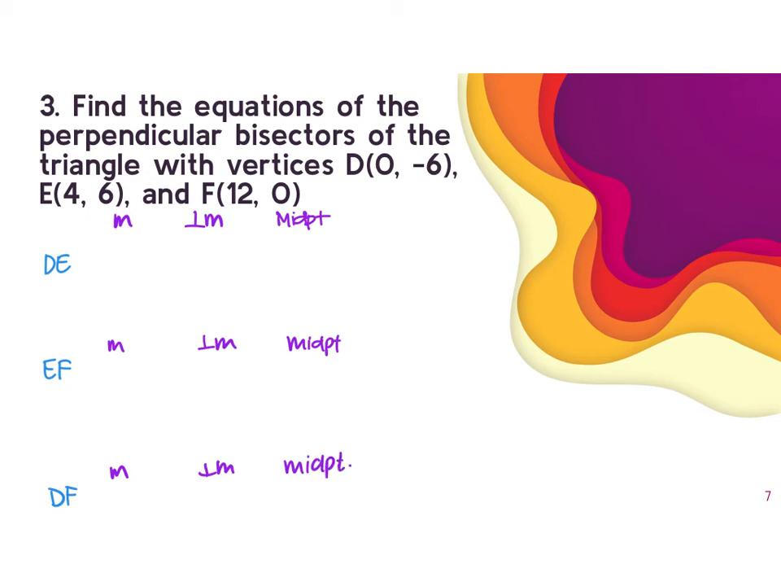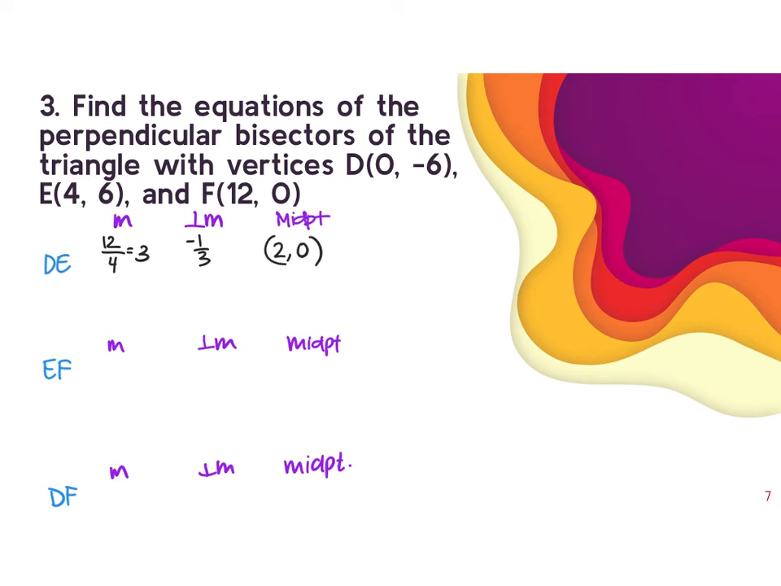All right, for DE, looking at D and E, our slope would be the change in y's, 6 minus -6, 12, divided by 4 minus 0. 12 divided by 4 is 3, so the perpendicular slope is -1/3. Our midpoint, add the x's, divide by 2. 0 plus 4 divided by 2 is 2. -6 plus 6 is 0. Divided by 2 is still 0.